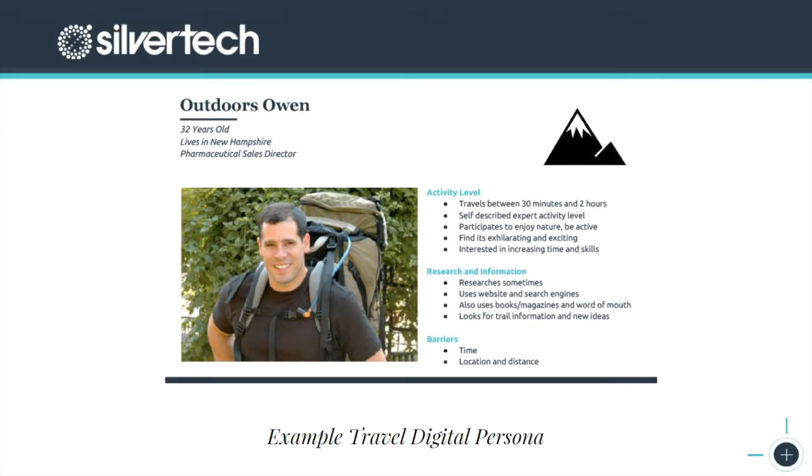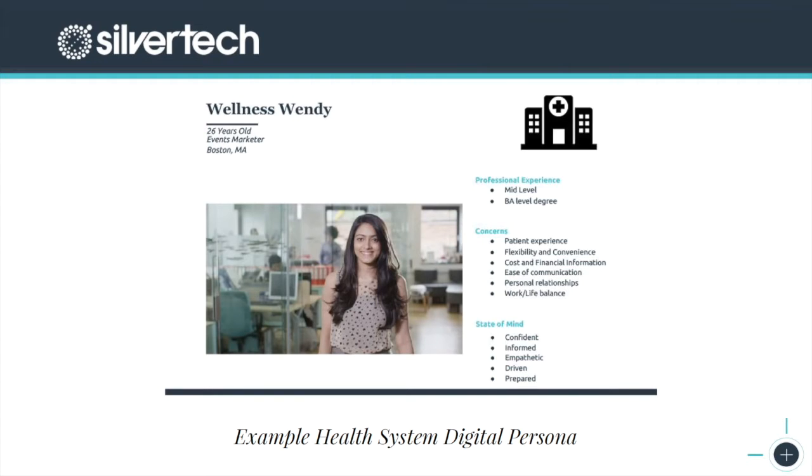So for one, it's IT, so it's software, and then for this particular persona, Outdoors Owen, this is all about being outdoors. So what is their activity level? How much do they research? So it will vary based on each organization, as it will here with Wellness Wendy, our example health system or hospital digital persona. We see her concerns there include the patient experience.